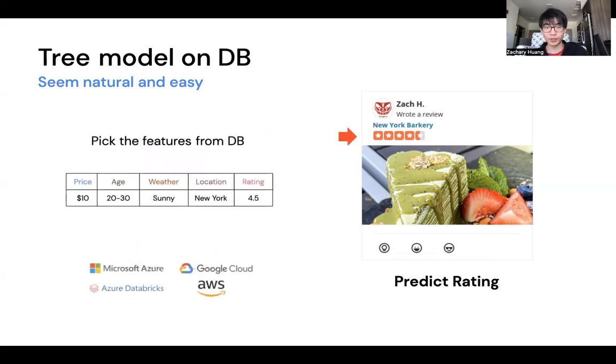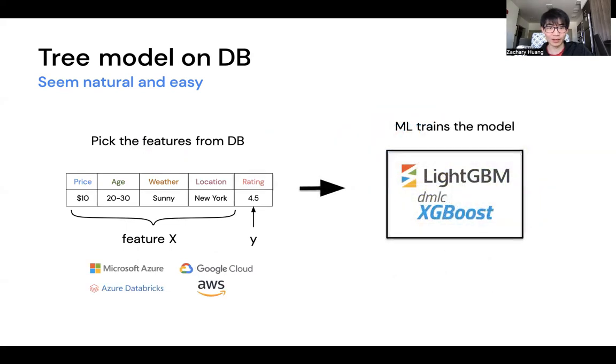So ideally, to build machine learning models for this rating prediction, you want to go to your databases, specifying the rating as your target variable y, and pick features such as the cake price, customer age group, weather, and the location as x. Then you feed this table into the machine learning libraries and hope that it magically returns an impressive model to predict the future ratings. However, the process is not as easy as it sounds.